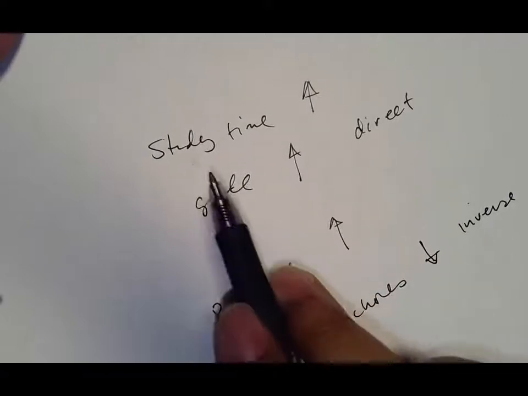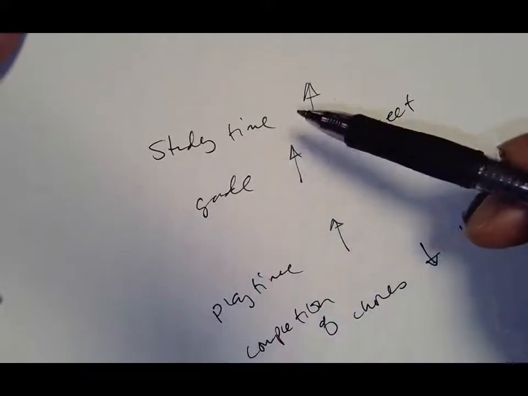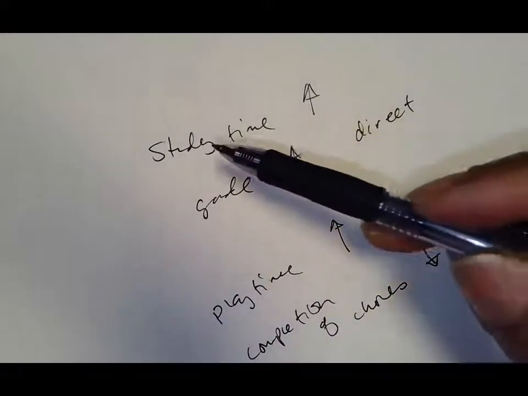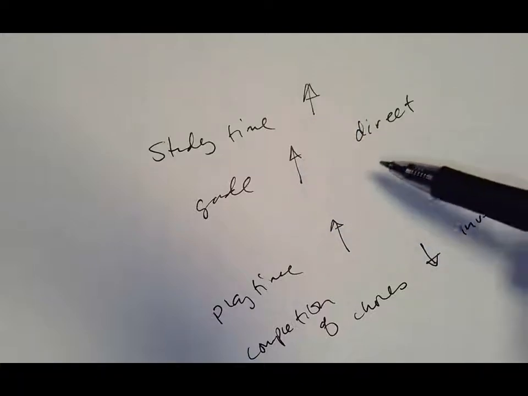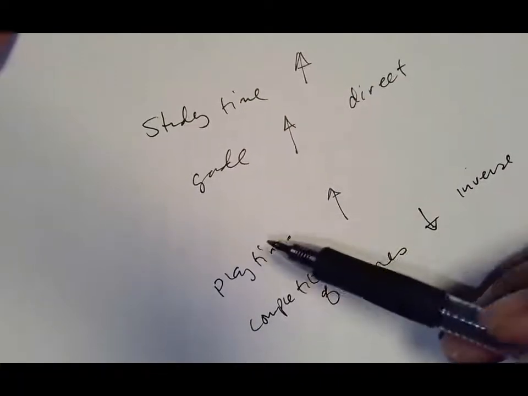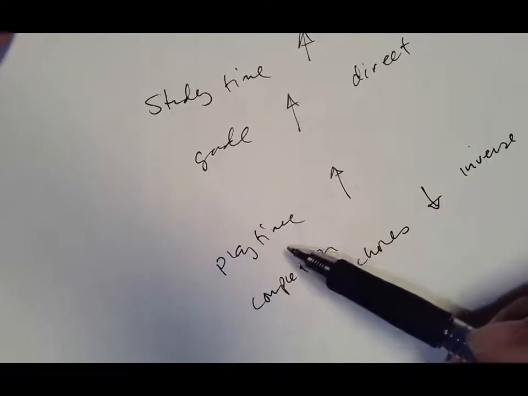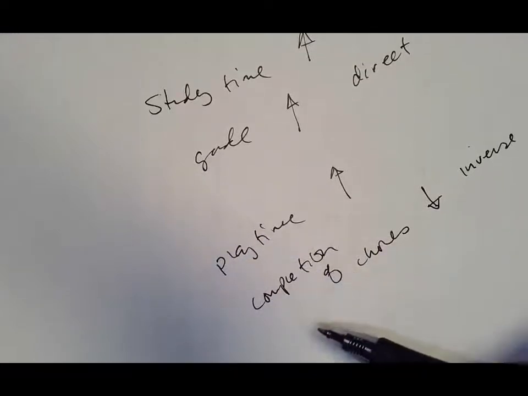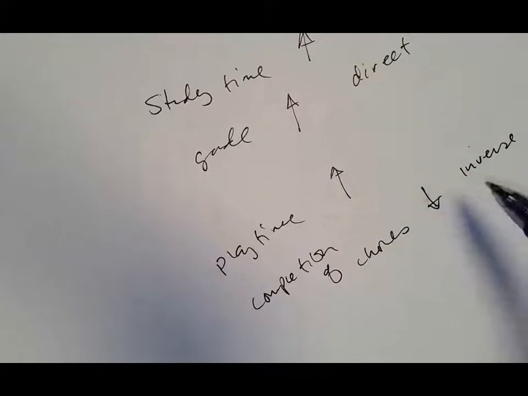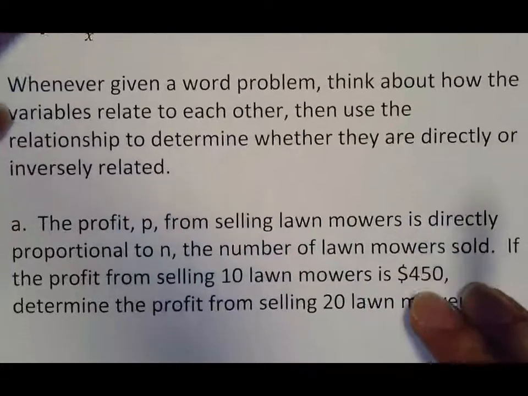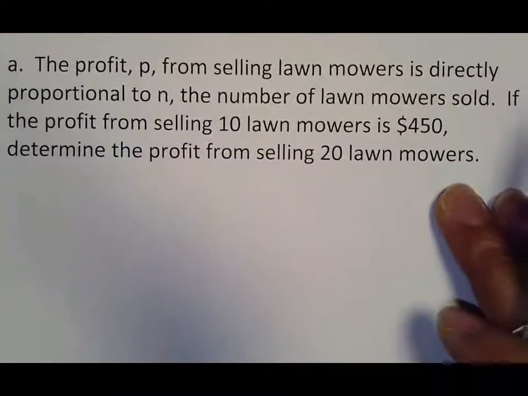So again, the more you study, the higher your grade gets, which means all you have to do is ask yourself, as the main one goes up, what's going to happen to the other one? If the other one grows with it, it's a direct variation. Again, ask yourself, what happens when my playtime increases? How is it going to affect my number of chores? If the more I play, the fewer chores I do, then that is an inverse variation. So again, that's the general idea of what you're looking at. So let's just get to it and see what happens.